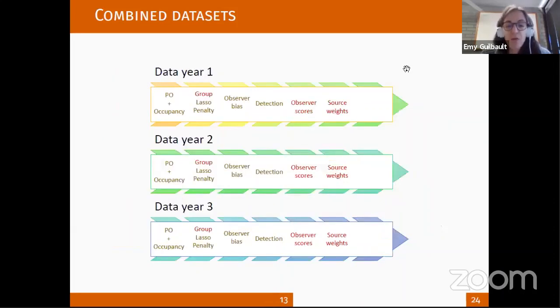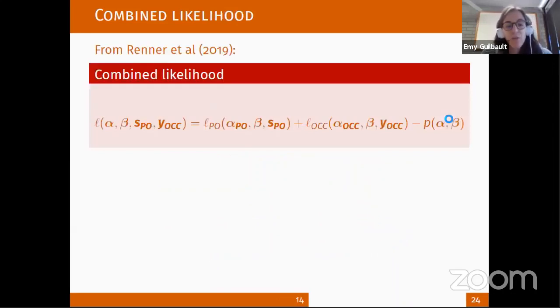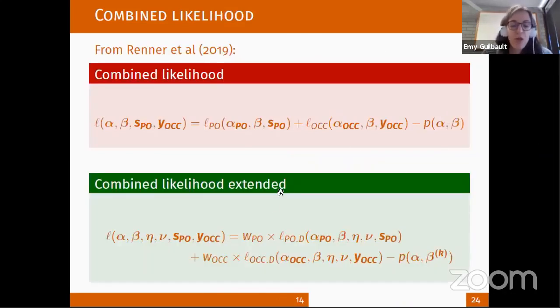And we want to do that for multiple years. So we'll also have some extinction and colonization components, like I explained before. And because we have multiple years, we also implemented a group lasso penalty in order to look into the link between the covariate coefficients across years. And from this previous combined likelihood, we get this formulation with the weights and the group lasso penalty.